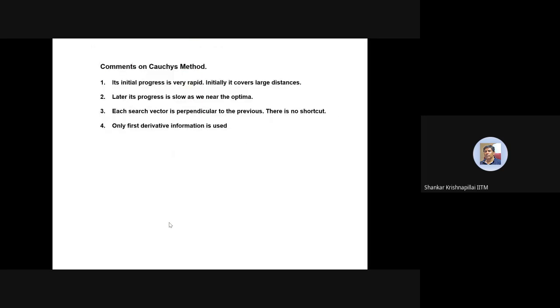Then comments on the cautious method. Its initial progress is very rapid. It initially covers large distances. Later its progress becomes very slow as we near the optimum. Also, each search vector is perpendicular to the previous search vector. There is no shortcut. You cannot diagonally go from one point to another point. Also, only first derivative information is used. Let us look at how this works. Initial progress is very rapid, but later its progress becomes small.